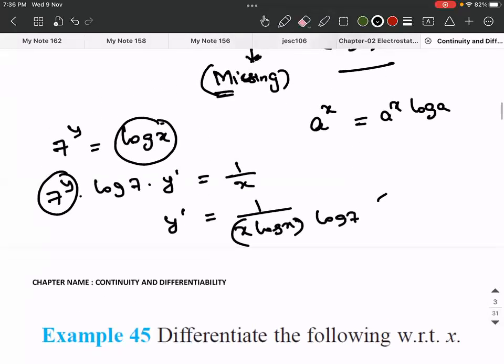Okay, shall I create another question? Log of sine square x base 5. Do this.